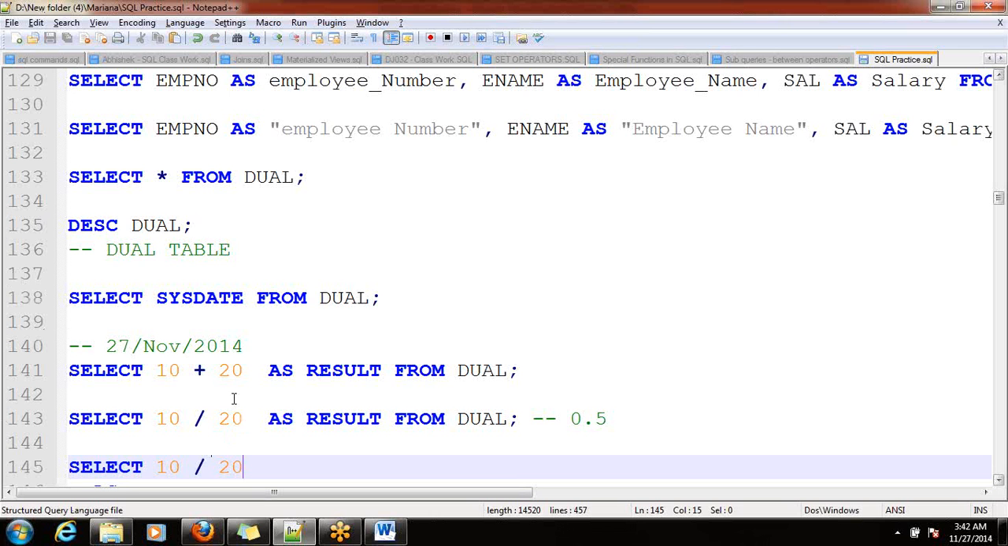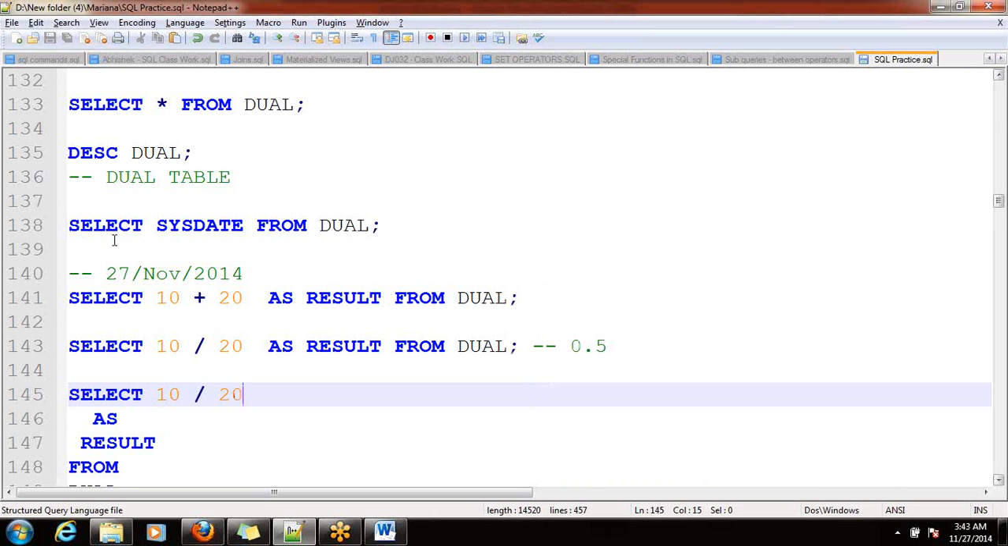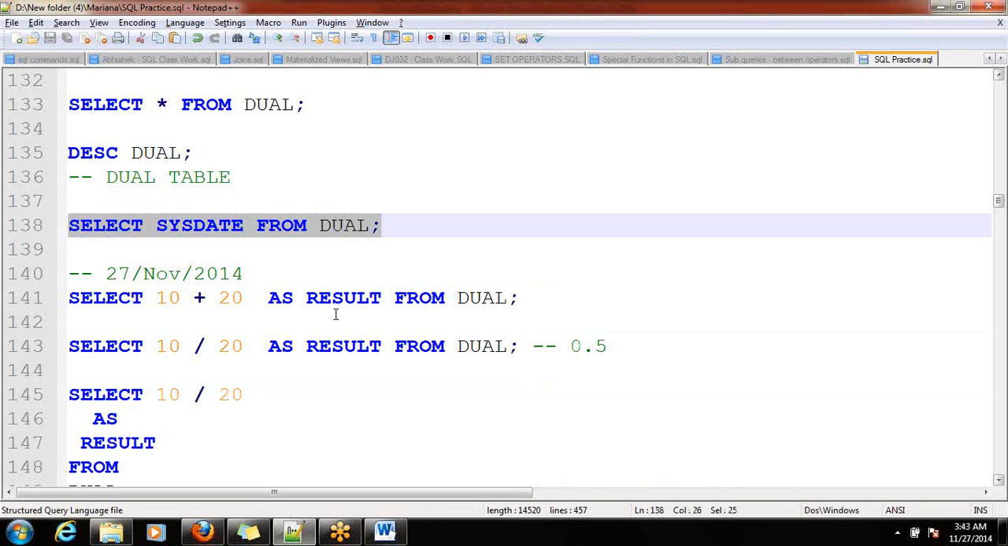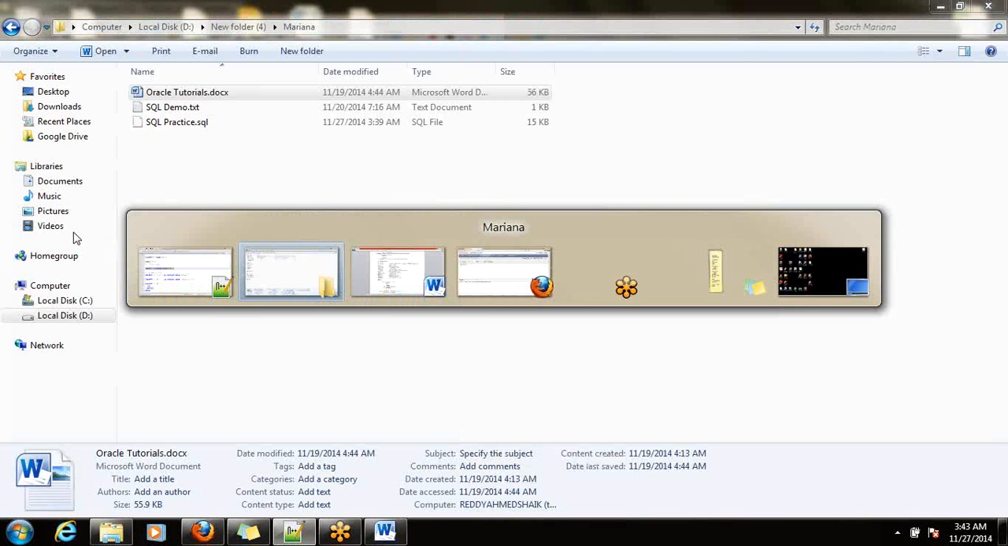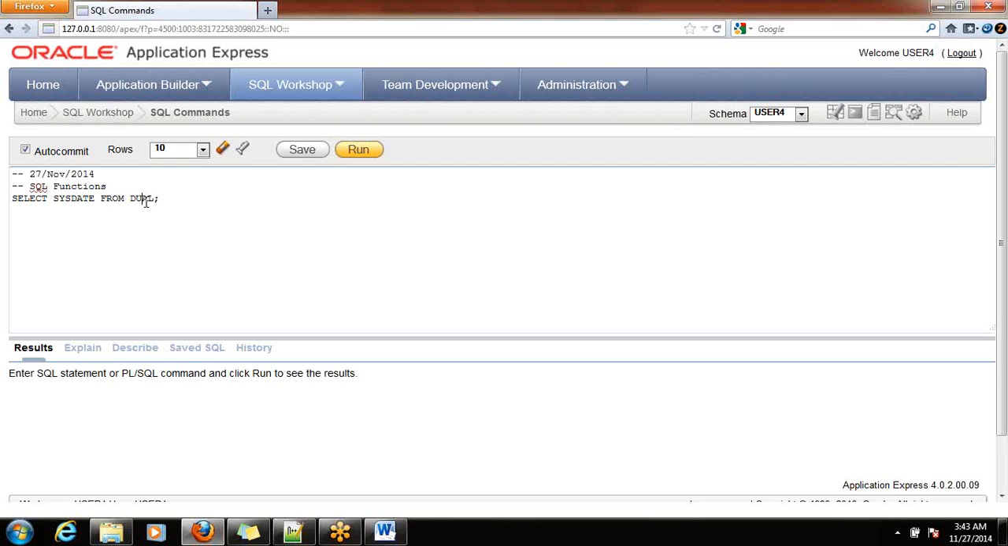Yesterday I showed you select SysDate from dual. So let me copy this and execute. And it gives today's date. So this is the result, the system date. I made use of the dual table and used the SysDate function available in the Oracle environment.